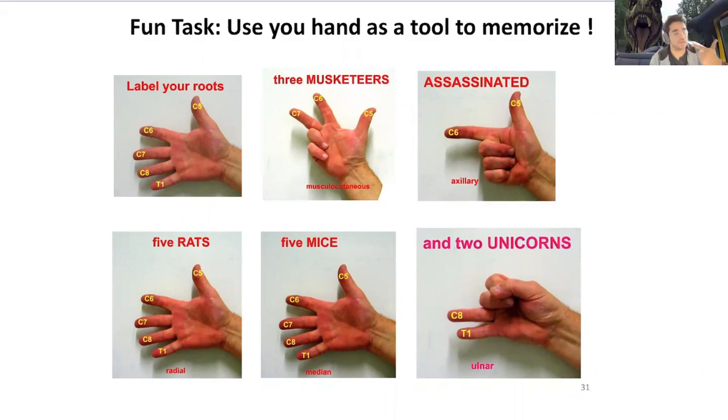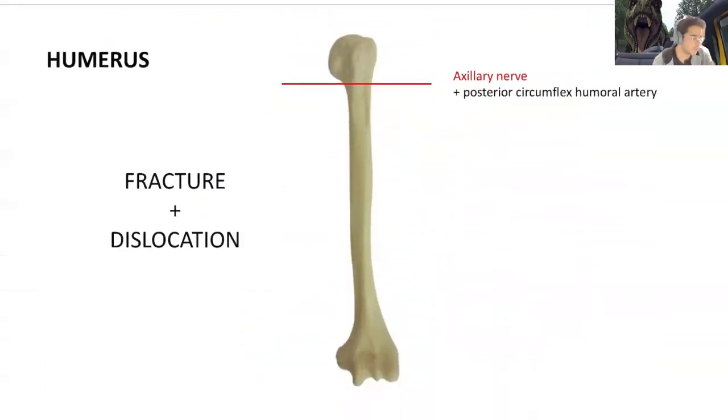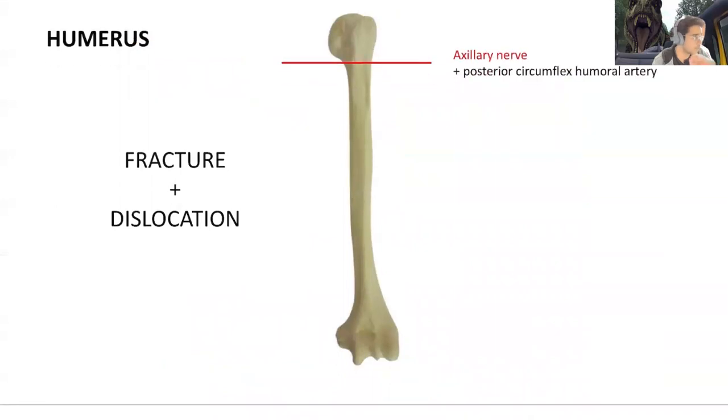So that's going to be C5, C6, and then 5 rats, 5 mice, and 2 unicorn, right? 5 rats is talking about the radial, and then your mice is talking about your median, and then the 2 unicorns is the ulnar, so CAT1. Keep that in mind. That's how I memorize it, and it helped me a whole bunch in getting a whole bunch of questions right, okay?